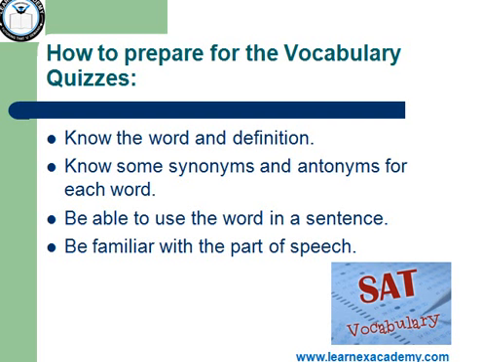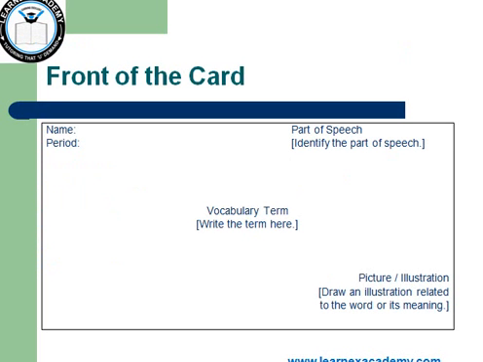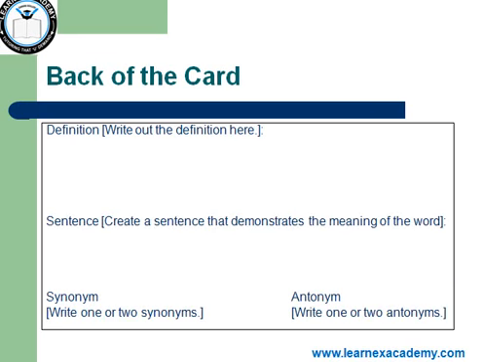Take those vocabulary words and make cue cards from them, where you're basically putting the vocabulary in the middle. You're identifying the part of speech. How is it used in a sentence typically? You can give a picture or an illustration, or you can even use the word in a sentence, so that you're using it in context. And then you have the back of the card with the definition, synonyms and antonyms for that word.